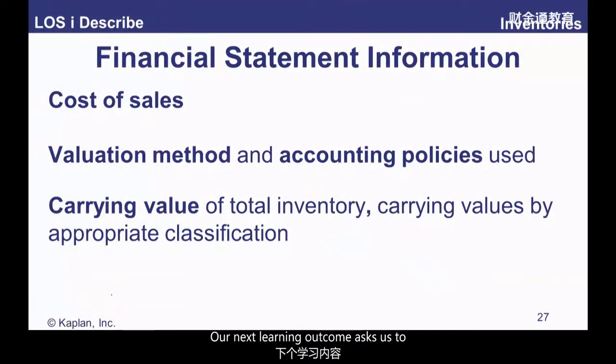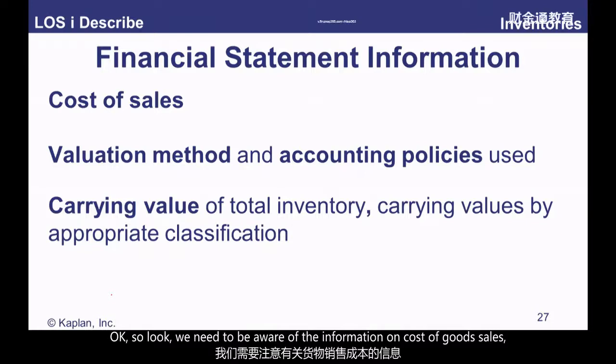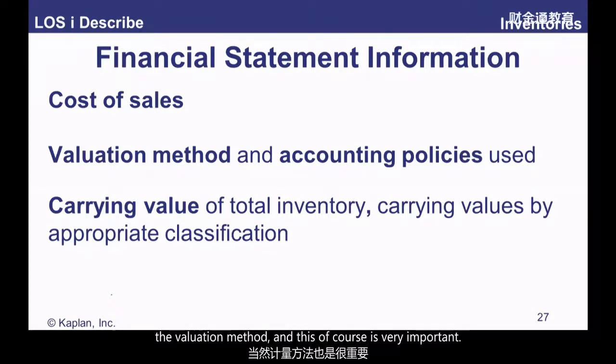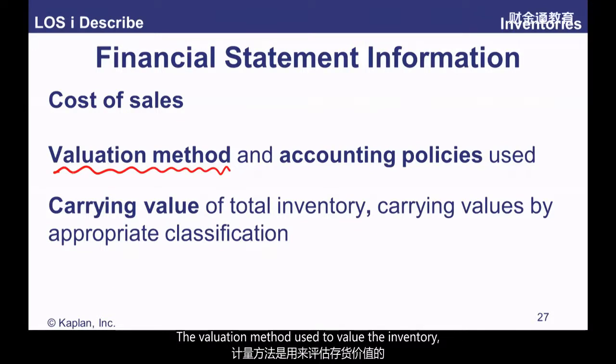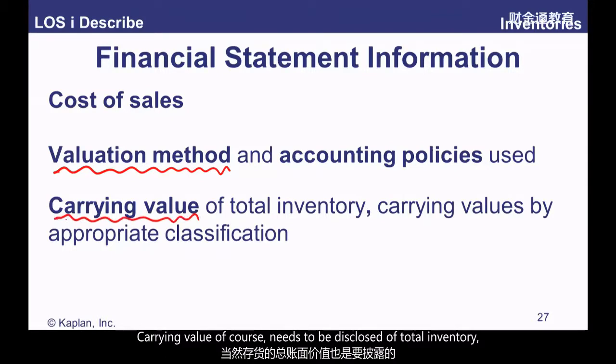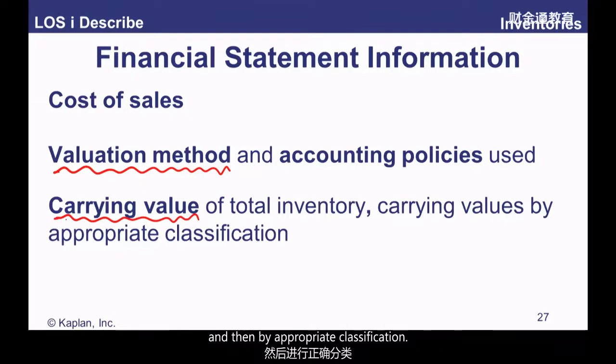Our next learning outcome asks us to describe the impact on financial statements and describe the disclosure of inventory. Okay, so look, we need to be aware of the information on cost of goods sold, the valuation method, and this of course is very important. The valuation method used to value the inventory, the FIFO, the LIFO, the average cost, the cost flow method used, and the accounting policies used. Carrying value, of course, needs to be disclosed of total inventory and then by appropriate classification.